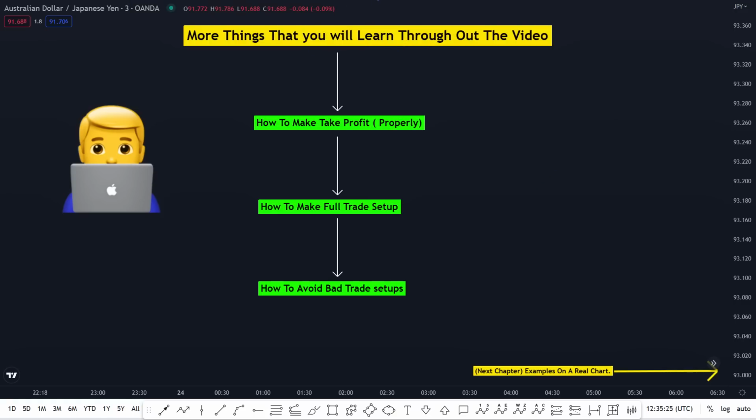Before we can do real chart examples, let me firstly explain what you are going to learn through the video. We are still going to cover how to make take profit levels properly, the full trading plan that you need to follow with this trading strategy, and how to avoid bad trade setups at all cost.